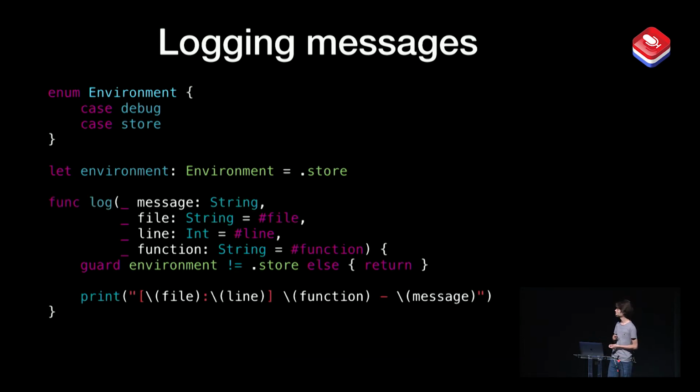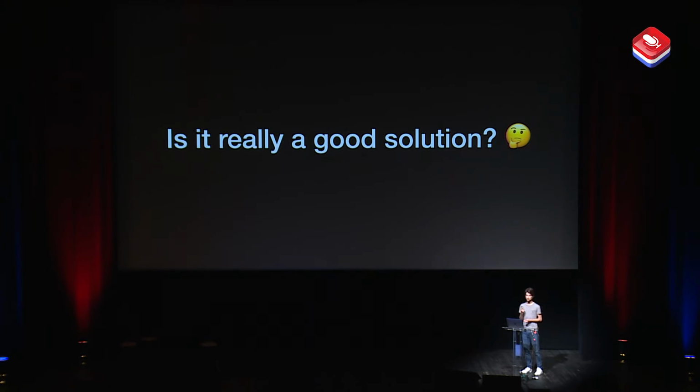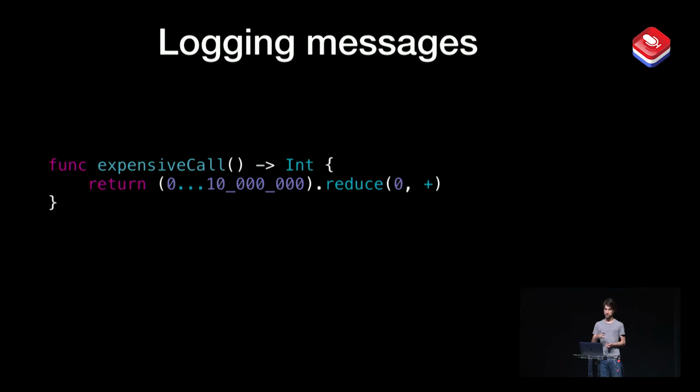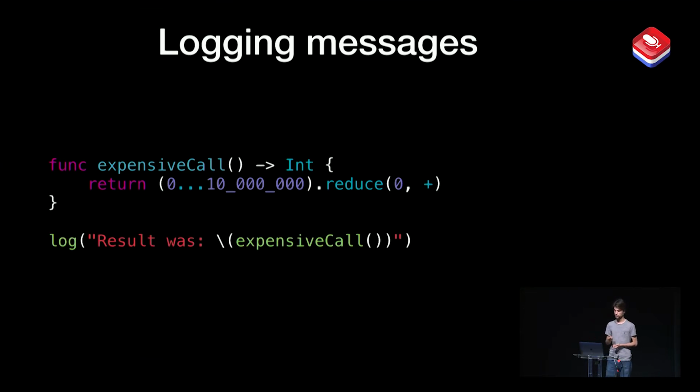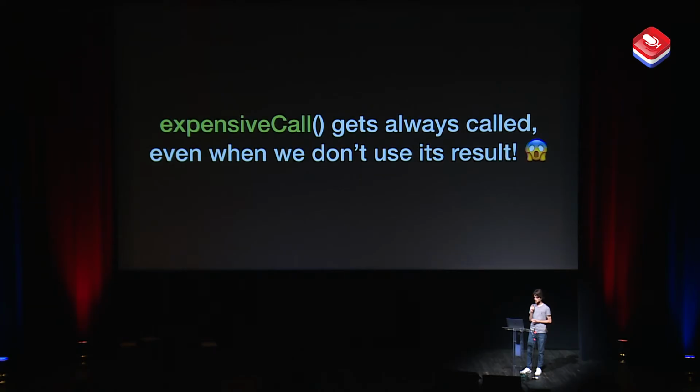So that's pretty cool. It does the job, but is it really a good solution? Because consider the following situation. We have some expensive call. Here it's a function that's going to add all the integers up to 10 million. So it's going to take a little time to compute. And now imagine that we want to log this result to the console. Everything looks fine, but there is a twist. That expensive call is going to always be called even when we don't use its result. And it's bad because in production it's going to give us a performance issue, and we definitely don't want to have performance issues in production.